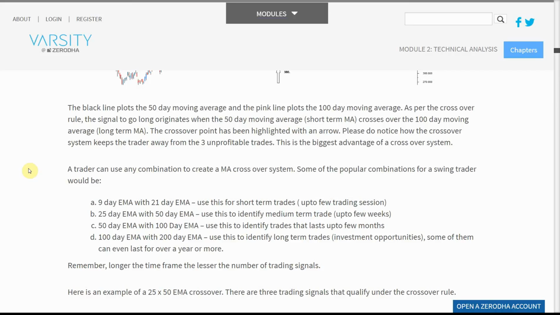Please do notice how the crossover system keeps the trader away from the 3 unprofitable trades. This is the biggest advantage of a crossover system. A trader can use any combination to create a MA crossover system.